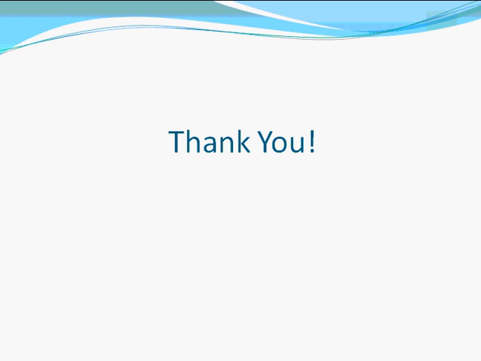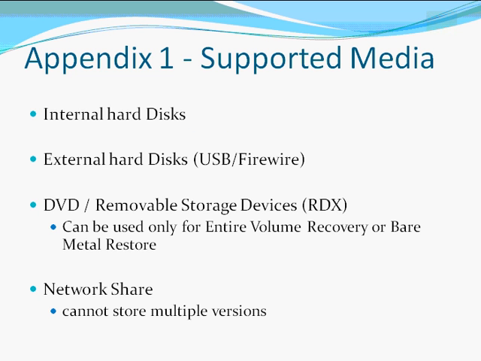I really want to thank you guys for taking this. There's one appendix slide that we can quickly look at. This is more of an FYI: Windows Server Backup supports backup to internal hard disks. It supports backup to external hard disks. It also supports backup to network shares, DVD, and removable media. But with DVD, you can only do a full recovery. You cannot do file folder backup and recovery. And with a network share, you can have only a single version. So these are some caveats I just want to touch on.